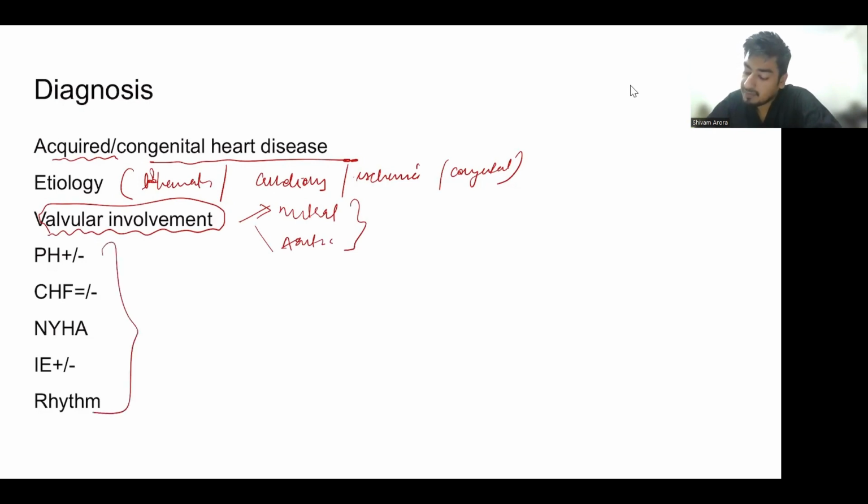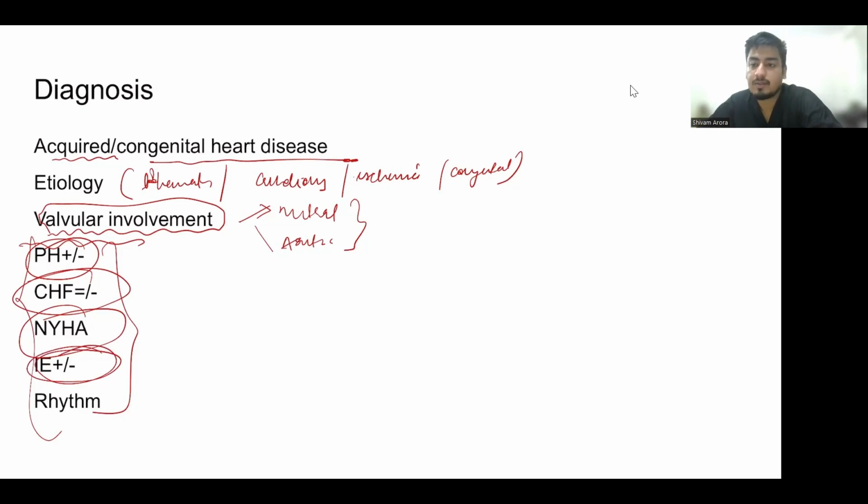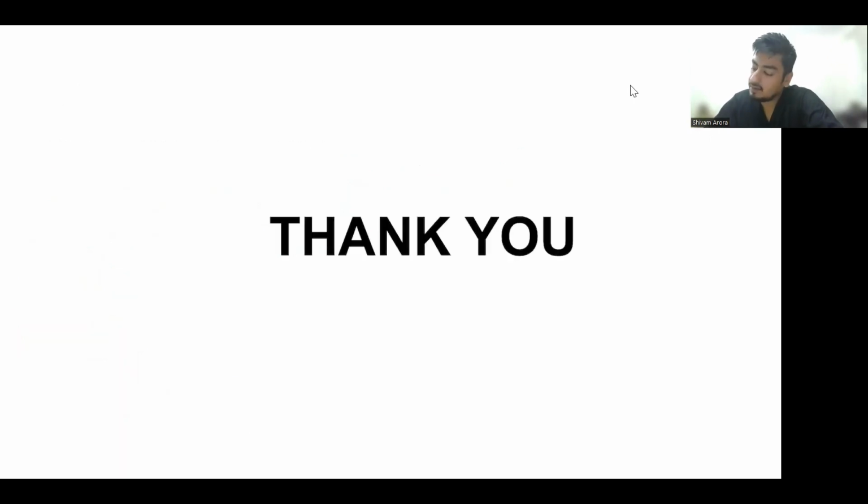Then we have to tell what are the complications, like whether PH, pulmonary hypertension, has developed or not, whether there are any signs and symptoms of congestive heart failure. If there is a CHF, then what is the NYHA grade? Then we have to tell whether signs and symptoms of IE are present or not, and what is the rhythm, like patient is in AF or sinus rhythm. So this completes our discussion. Thanks a lot.